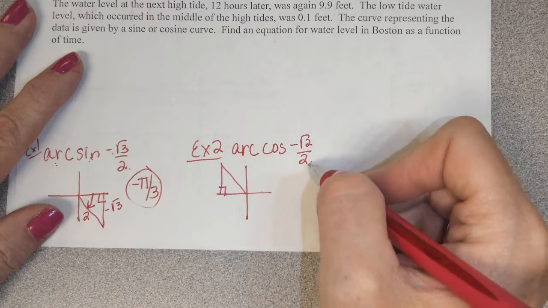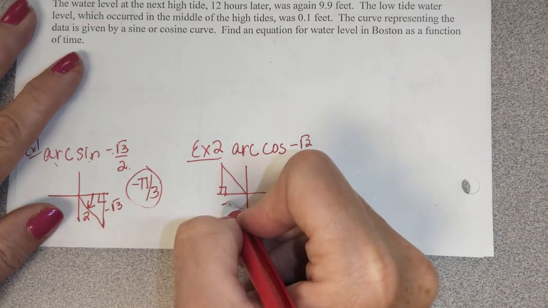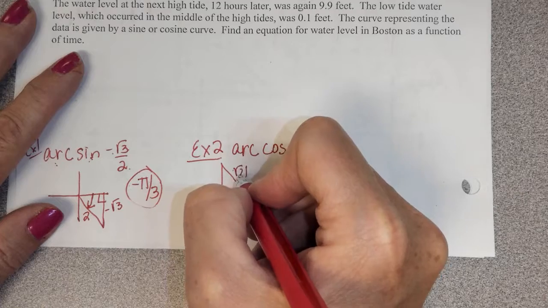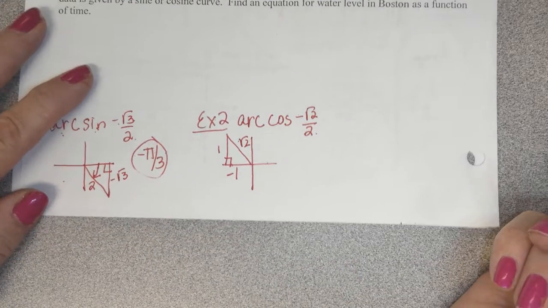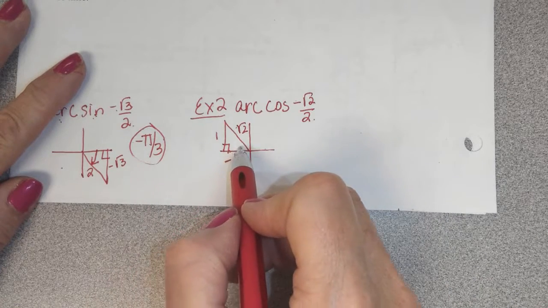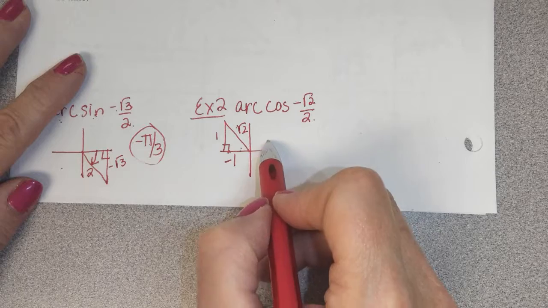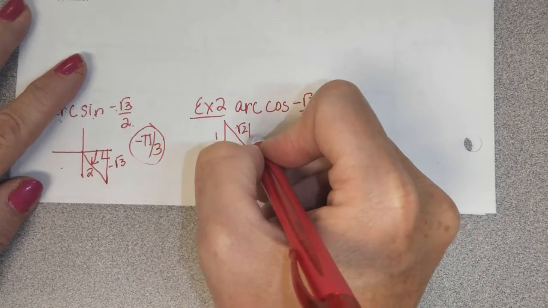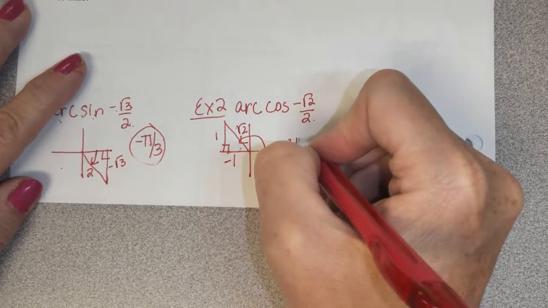Now what's another name for radical 2 over 2? 1 over radical 2. So I can think of this as negative 1 over radical 2. And that's a 1, too. 1 as well, I should say. So what's this missing angle? 45 degrees. What am I going to call this angle if it has to be between 0 and pi? 3 pi over 4. Good.